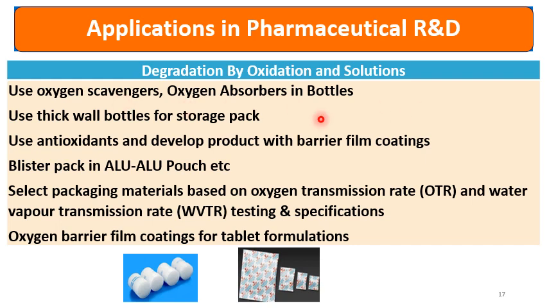Then if degradation is by oxidation, then we have to use oxygen scavengers, oxygen absorbers in the bottle, high wall thickness bottles can be used. Okay, and then the storage pack can be optimized. We can use the antioxidants and develop the product with barrier film coatings. Blister pack in alu, and that alu blister can be kept into the alu pouch. Select packaging materials based on the oxygen transmission rate and water vapor transmission rate testing and specifications. Then oxygen barrier film coatings for tablet formulations can also be done.